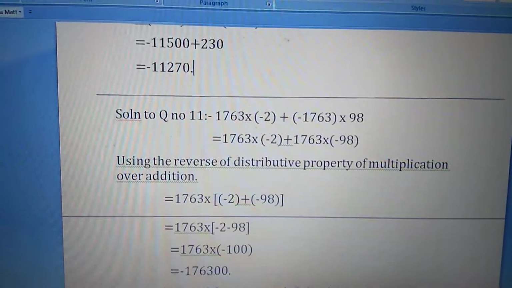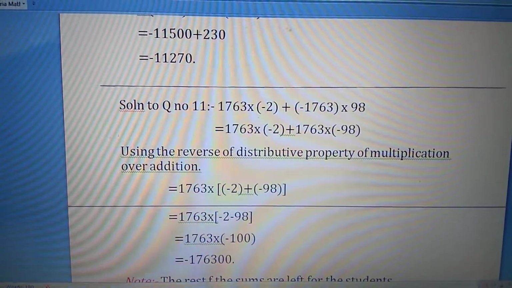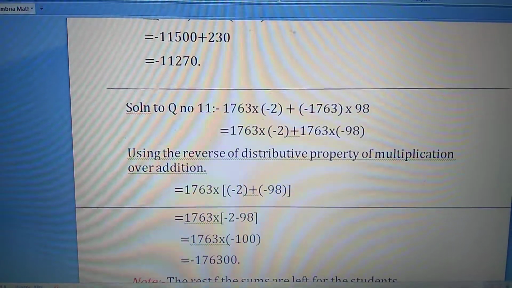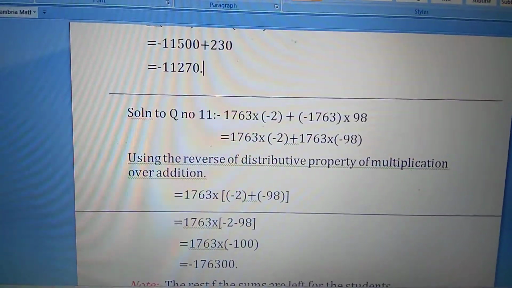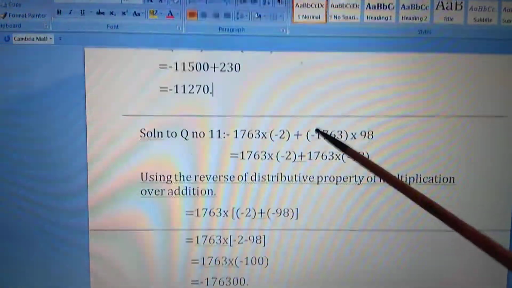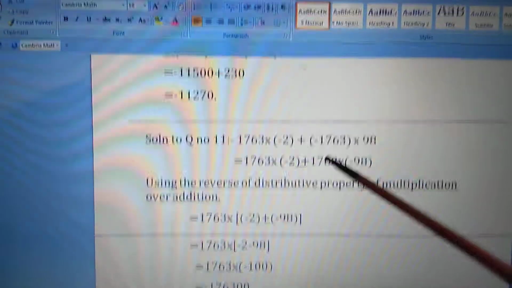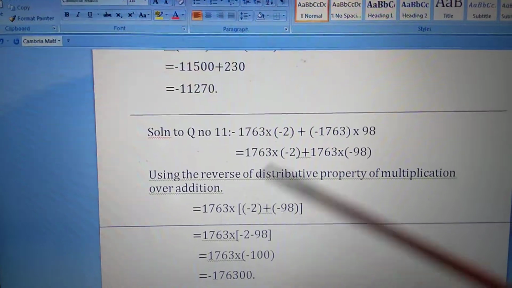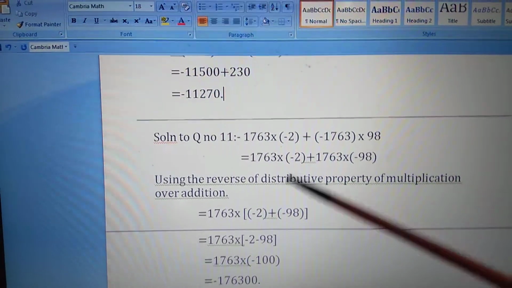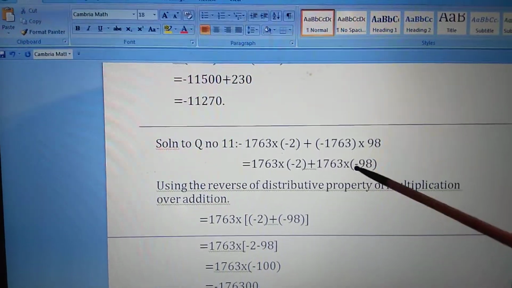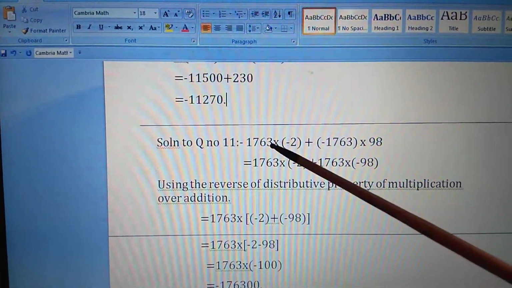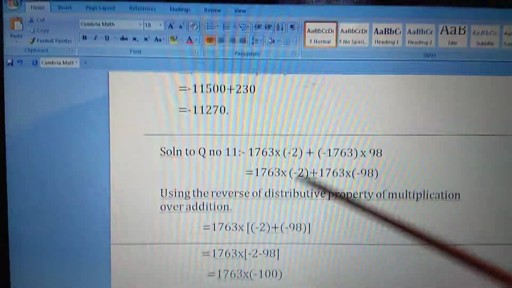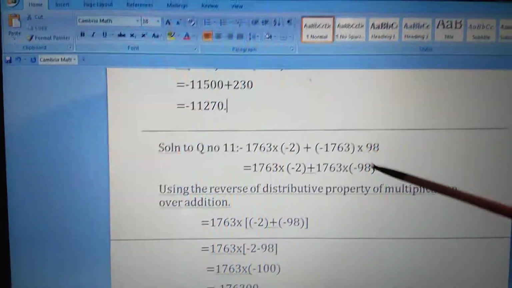So let's go to question number 11. You can see here the question is 1763 into minus 2 plus minus 1763 into 98. In the first step, we have used the commutative property. That means the negative sign we have commuted. We have shifted this negative sign to 98. A question may arise in your mind, why I have shifted this minus sign? Because to make them look the same. Here it is 1763 and here it is minus 1763. To make them look the same, I have taken this minus with 98.